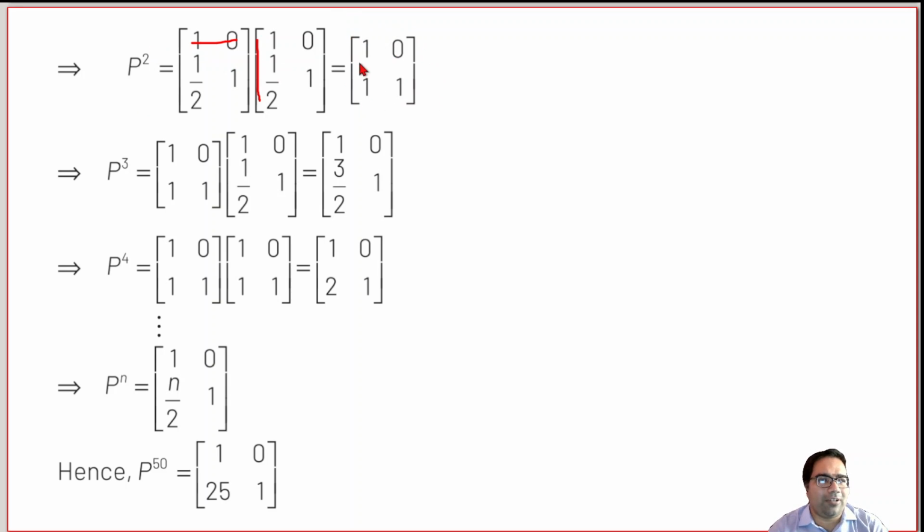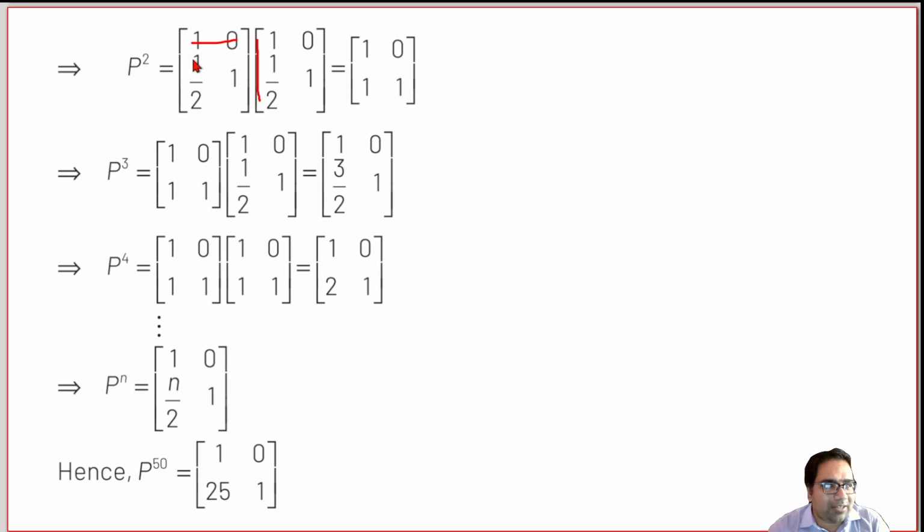Now what is P power 4? This matrix again into the same matrix. If you do P power 4, we are getting 1, 0, 2, 1. And if you want to do P cube, what do we do? That is nothing but P square into P, that is P square into our original P, and we are getting 1, 0, 3 by 2, 1.